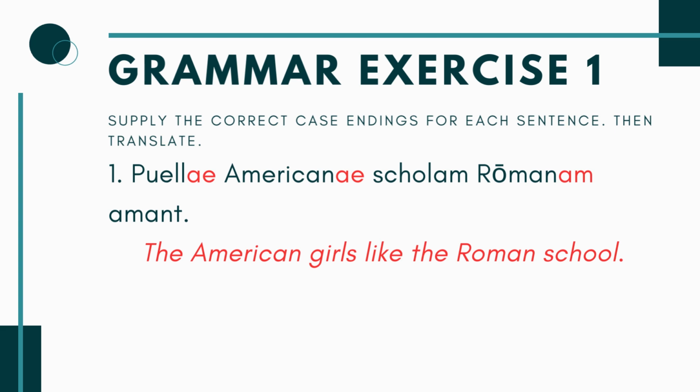The last word I have here is another adjective, Roman. Now, Roman is right next to school. That's what it's describing. Since school is the singular direct object, it's accusative singular, Roman is also going to be accusative singular. That's why it's Romanam. You put it together and you're saying puellae Americanae scolam Romanam amant, which means the American girls like the Roman school. So you're just trying to do a little bit of thinking and using some logic to figure out where's my subject, is it singular or plural, where's my direct object, and you piece it all together.